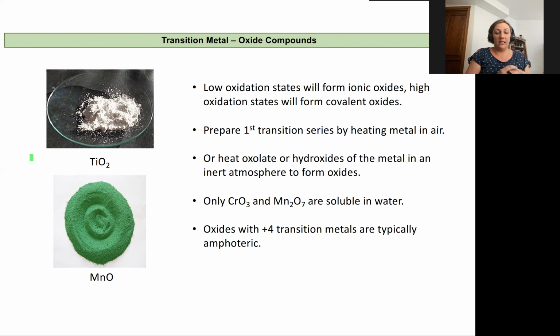So in general, we prepare these for that first transition metal row by heating that metal in air, and it reacts with the oxygen in the air. You could also heat up an oxalate or hydroxide and have it form an oxide from that as well, without oxygen around. And of these oxides, most of them are going to be insoluble in water. The exceptions to that are the chromium oxide and manganese oxide shown here.